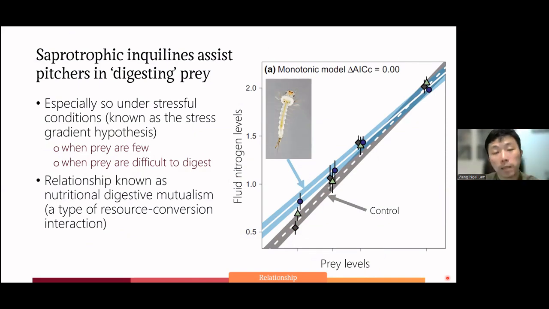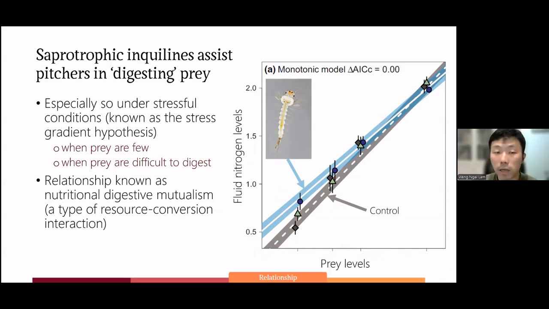And in experimental studies we have done, we find that generally the presence of inquilines results in higher net release in fluid nitrogen levels. Okay, how to read this graph is like this. When you increase the prey levels, when the pitcher catches more prey, of course the amount of nitrogen it's going to get on the y-axis is going to increase.